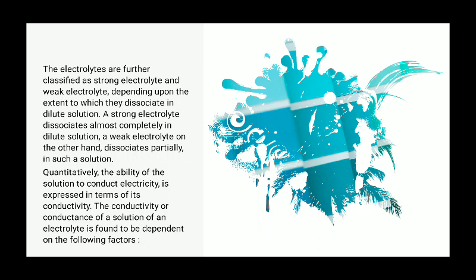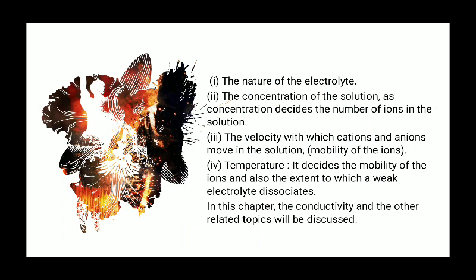Quantitatively, the ability of the solution to conduct electricity is expressed in terms of its conductivity. The conductivity or conductance of a solution of electrolytes is found to depend on these factors: the nature of the electrolyte; the concentration of the solution, as concentration decides the number of ions in the solution; the velocity with which cation and anion move in the solution, that means mobility of ions; and temperature, which decides the mobility of ions and also the extent to which a weak electrolyte dissociates. In this chapter, conductivity and other related topics will be discussed.